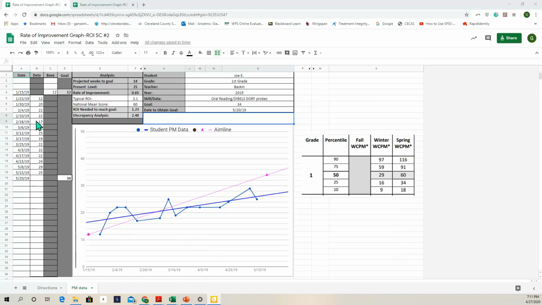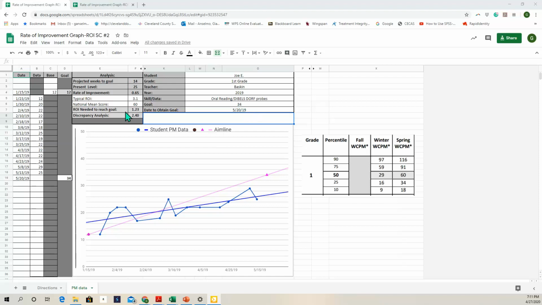Anyway, so now we can see how the data fell for this young man and where he ended up at our intervention. Again, just to review, and we'll go over each of the segments just so you have a good understanding of what's going on with the graph. Here we had our baseline. Here we were entering the dates of progress monitoring and the student scores rather. And then here we had the end date and the goal.